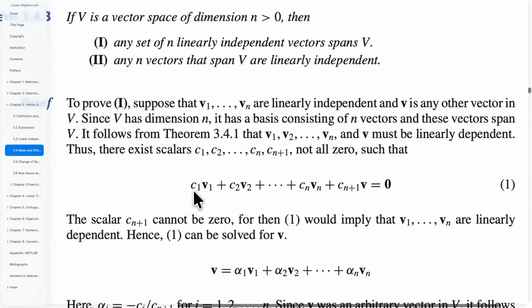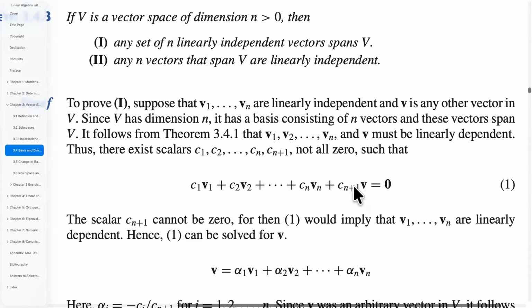Why? Because we know V1 to Vn are linearly independent. If Cn plus one is zero, then that implies V1 to Vn are linearly dependent, which contradicts the given assumption that the set is linearly independent. So in other words, Cn plus one is non-zero.